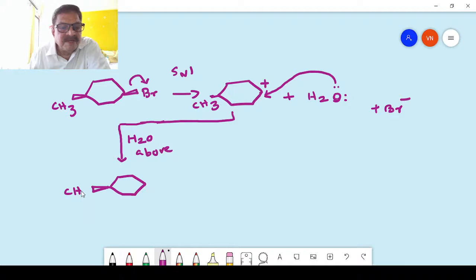This methyl group is intact. Nothing happens to that. Here we get the leaving group. It is a nucleophilic substitution. That is, the leaving group leaves there and the nucleophile is getting substituted here. So we have oxygen, then water, OH2.